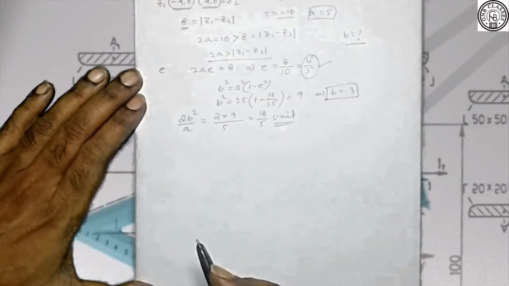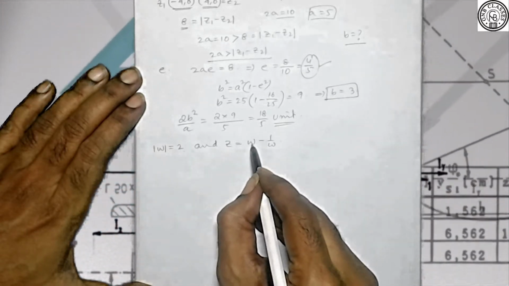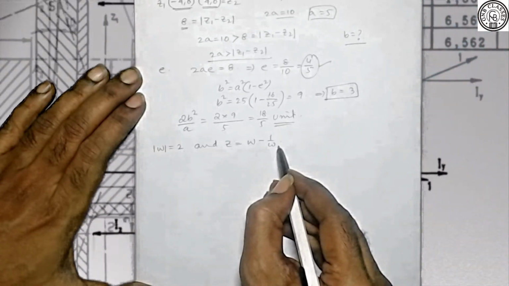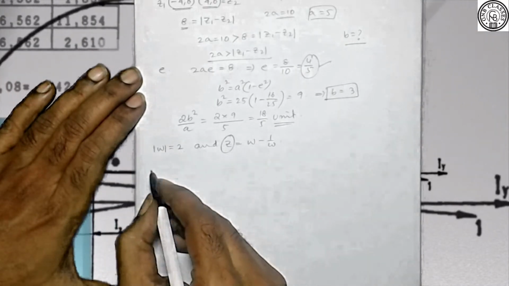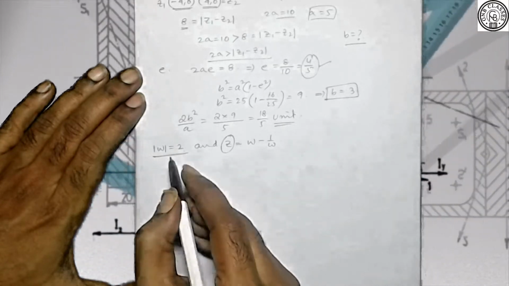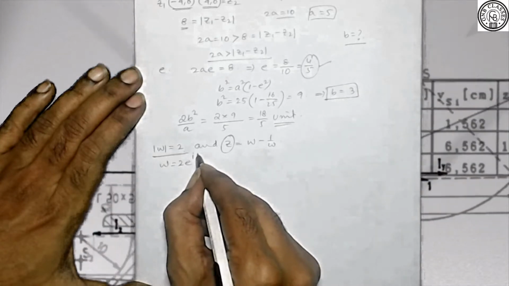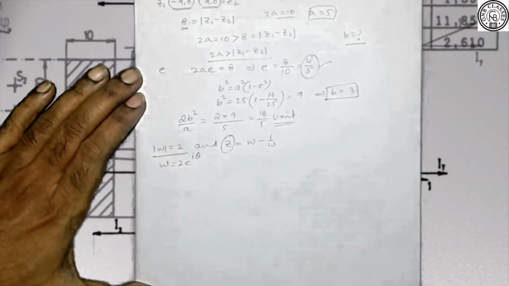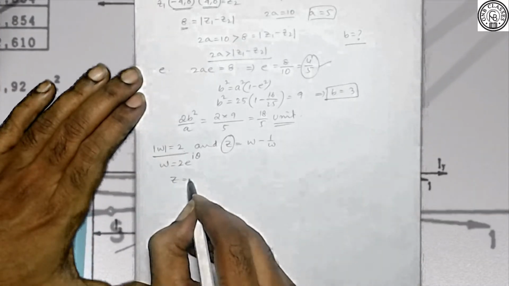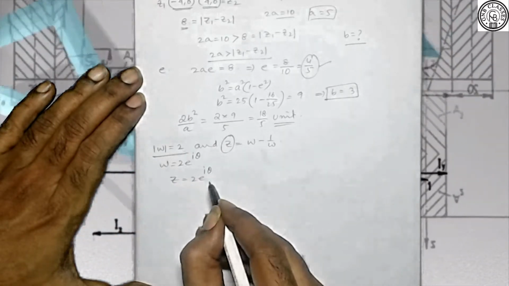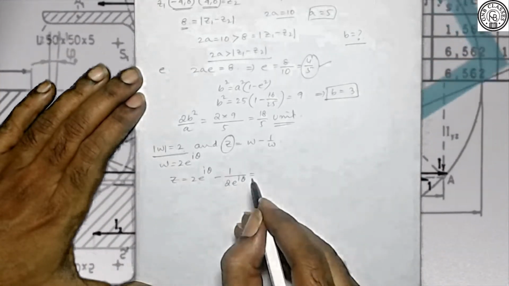Okay. Now let us take another problem. If mod W is 2 and Z is W minus 1 by W, find out the locus of the point Z. That's the question. So let us try to find out. Mod W is 2. Let me say W is nothing but 2 e to the power iota theta, in Euler's form. So Z will be 2 e to the power iota theta minus 1 by 2 e to the power iota theta.